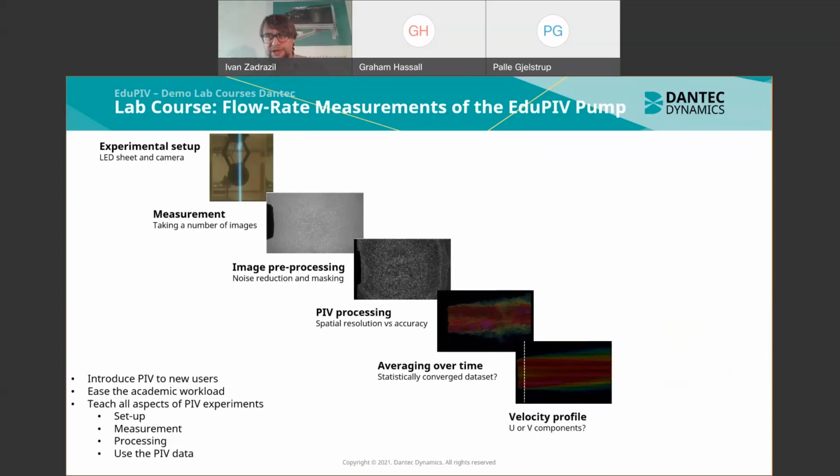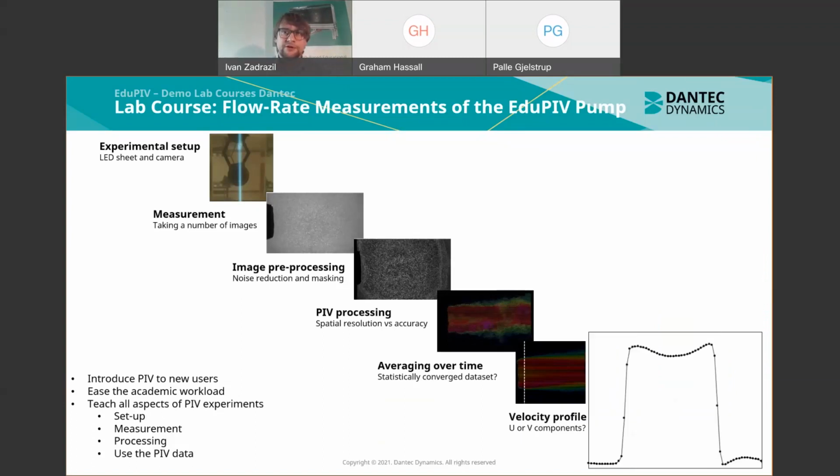Finally, we need to extract a velocity profile close to the nozzle. And the question is, should it be the U velocity component? Should it be the V velocity component? Or should it be the product of these two? Well, it should be the product.